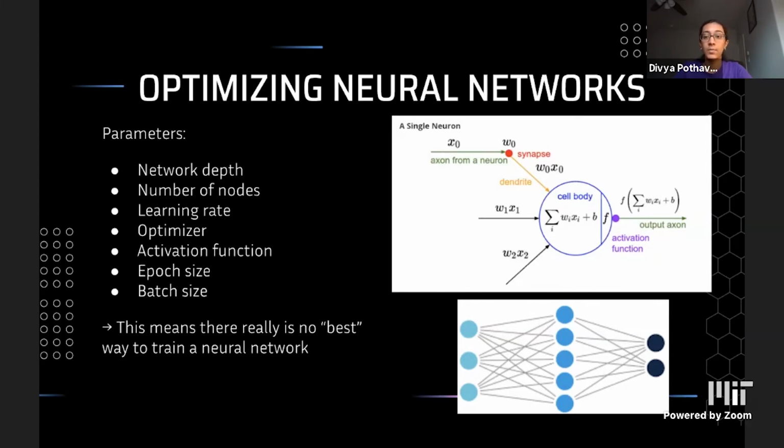Activation function is a mathematical function that the inputs are passed through. Epoch size is the number of trials, while batch size is the number of samples. So due to the sheer number of parameters there are and the variety of datasets, there really is no best way to train a neural network.